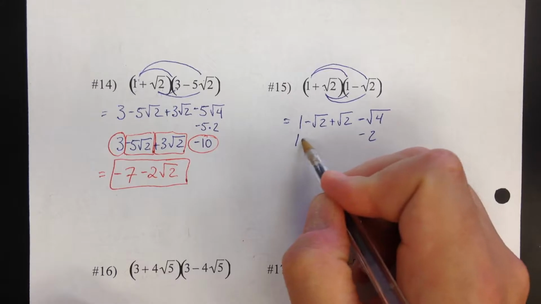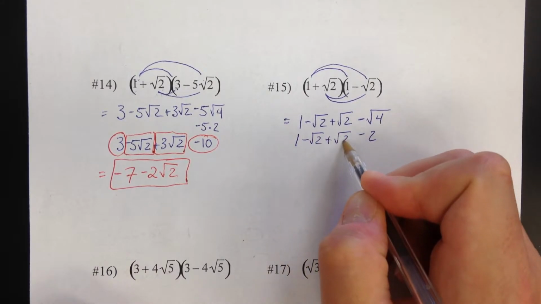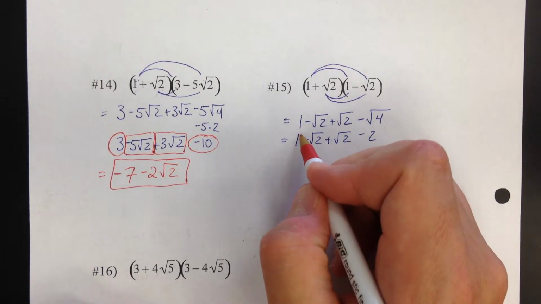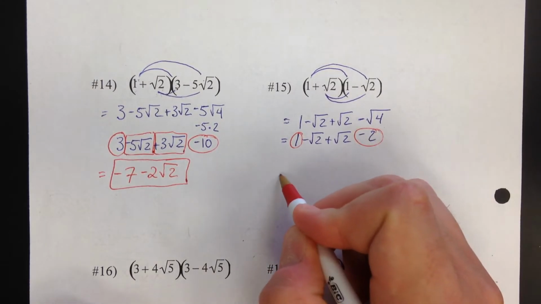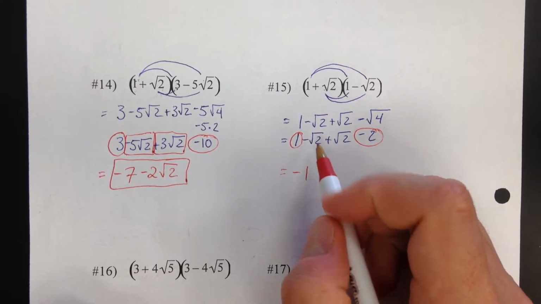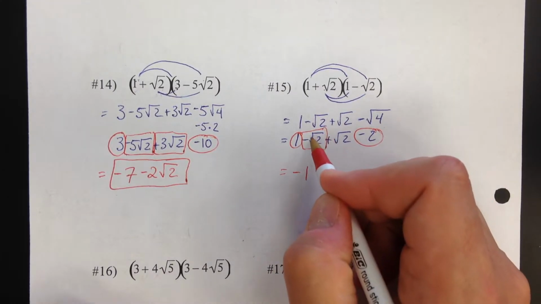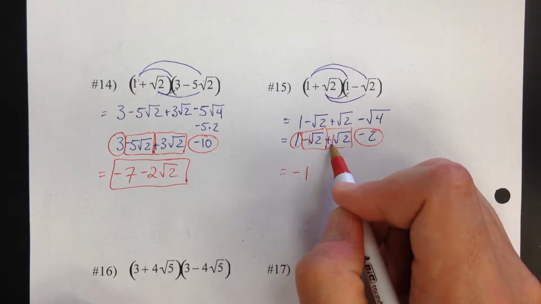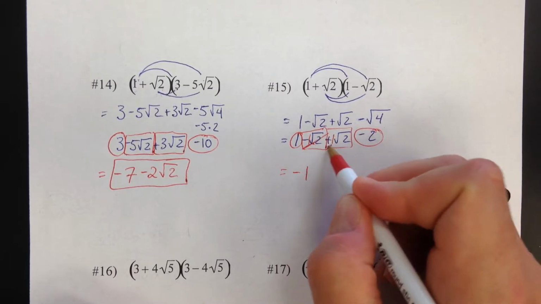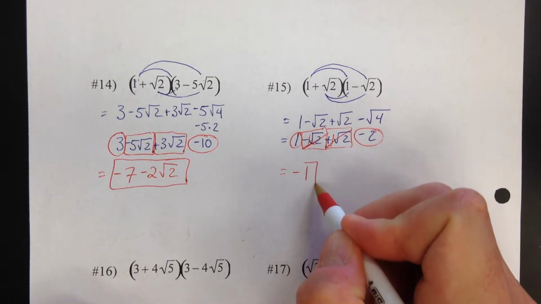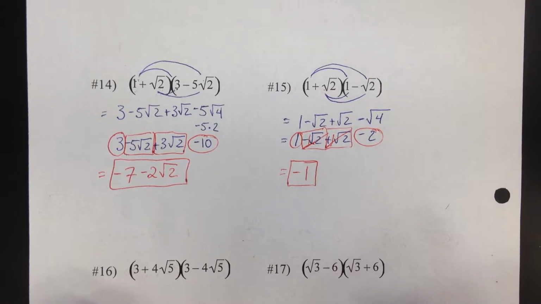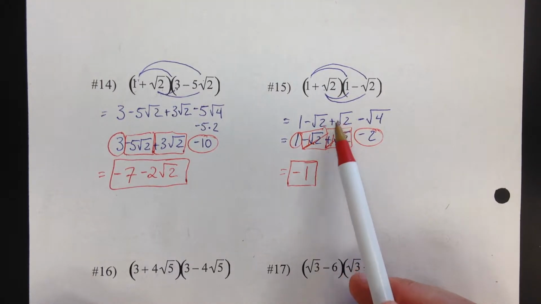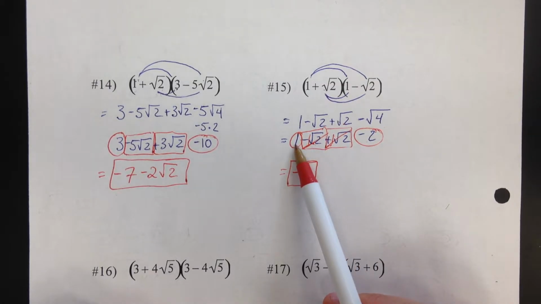So what we have is 1 minus root 2 plus root 2 minus 2. Okay, like terms. 1 and minus 2, that's negative 1. Negative root 2, that's like a negative 1 root 2 plus 1 root 2. If you add negative 1 plus 1, you get 0. That's going to cancel out, and so the answer is actually negative 1. That's it. So you'll notice that sometimes your middle term will cancel, and if that's the case, this is what you're left with. You combine that and you're done.